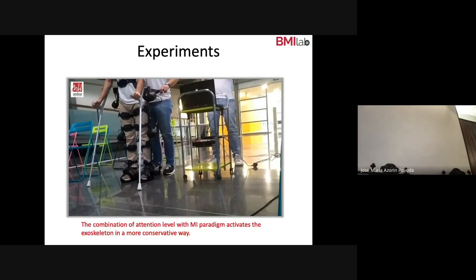But we checked that the combination of attention level with the motor imagery paradigm activates the exoskeleton in a very conservative way. It's good because we reduce the false positive rate, but as a downside, it's very conservative. So we decided to remove the attention level paradigm again and focus only on the motor imagery level by using this common spatial pattern paradigm.